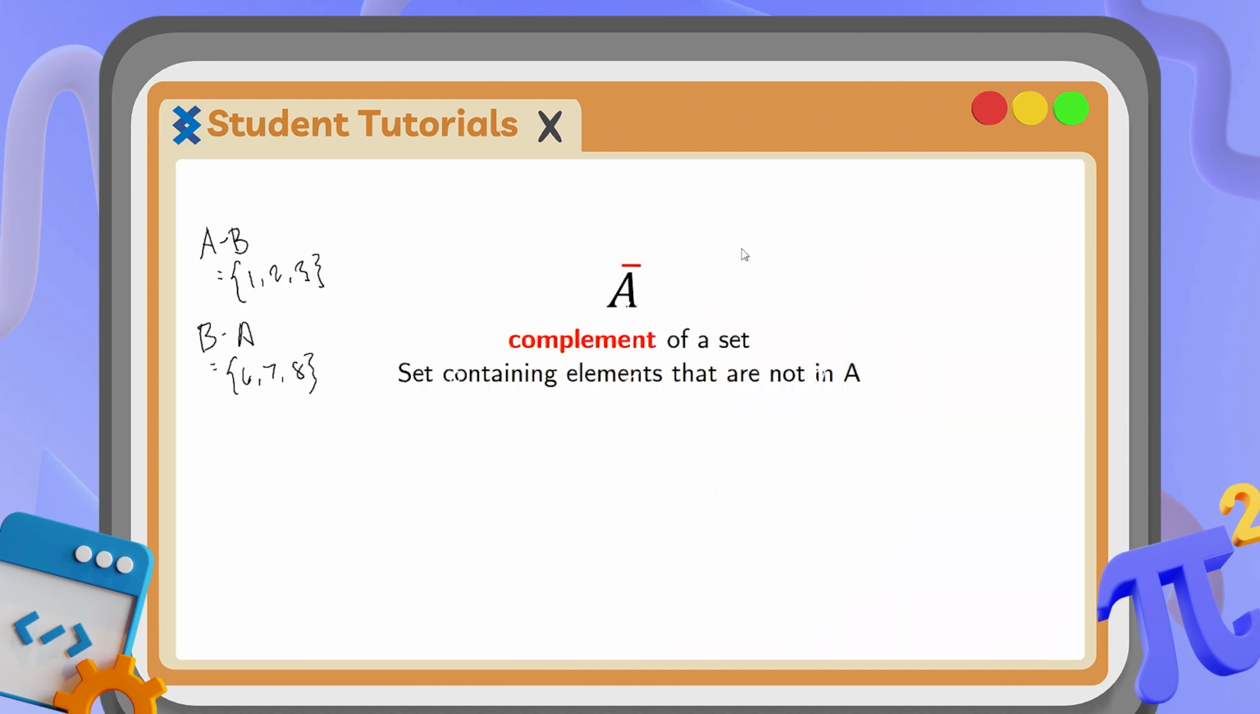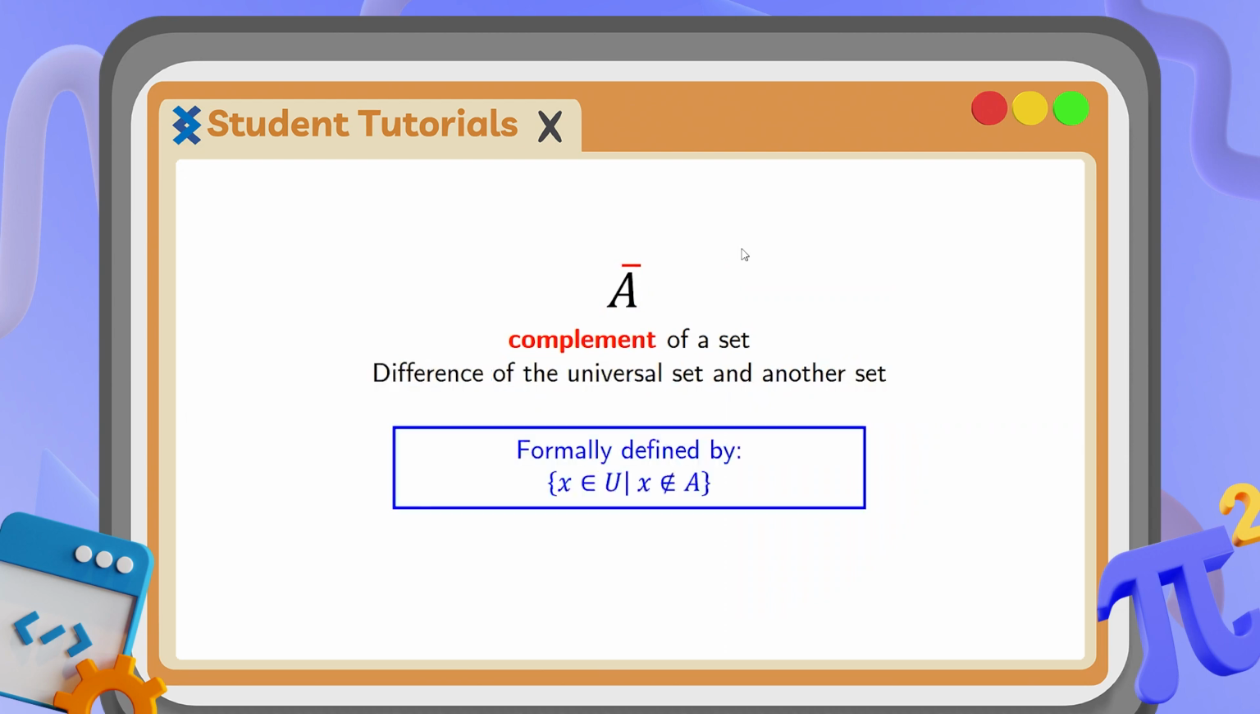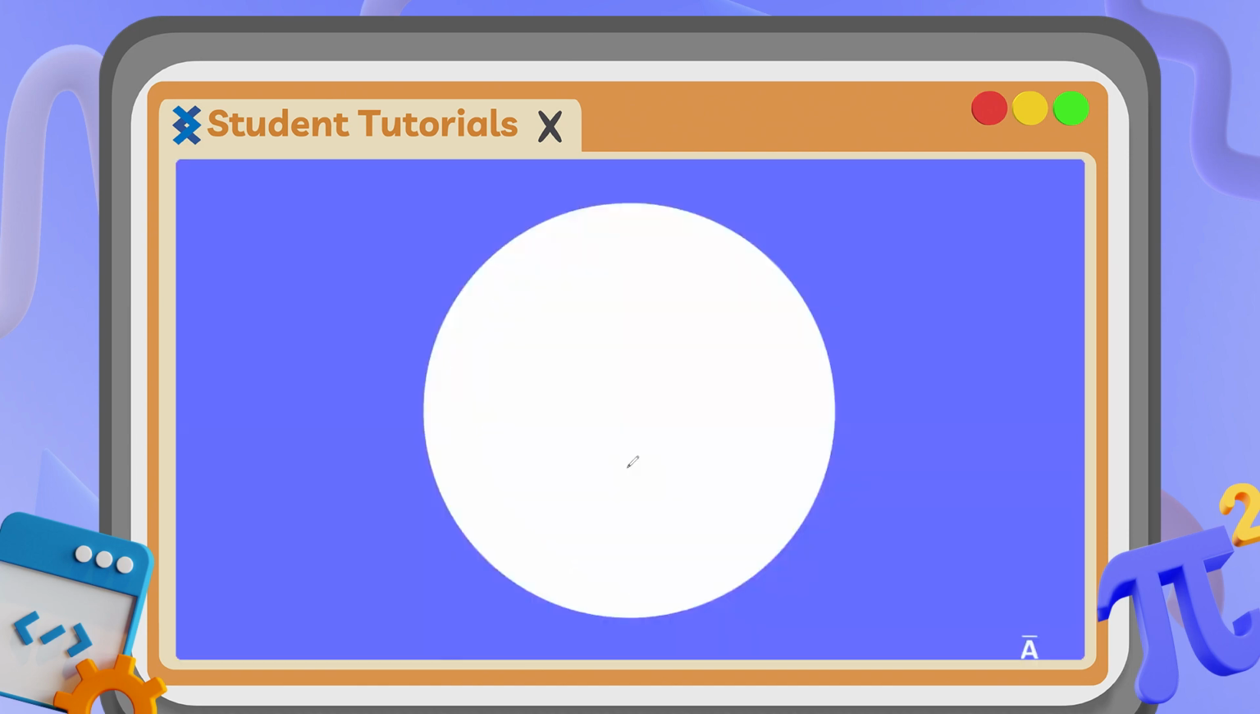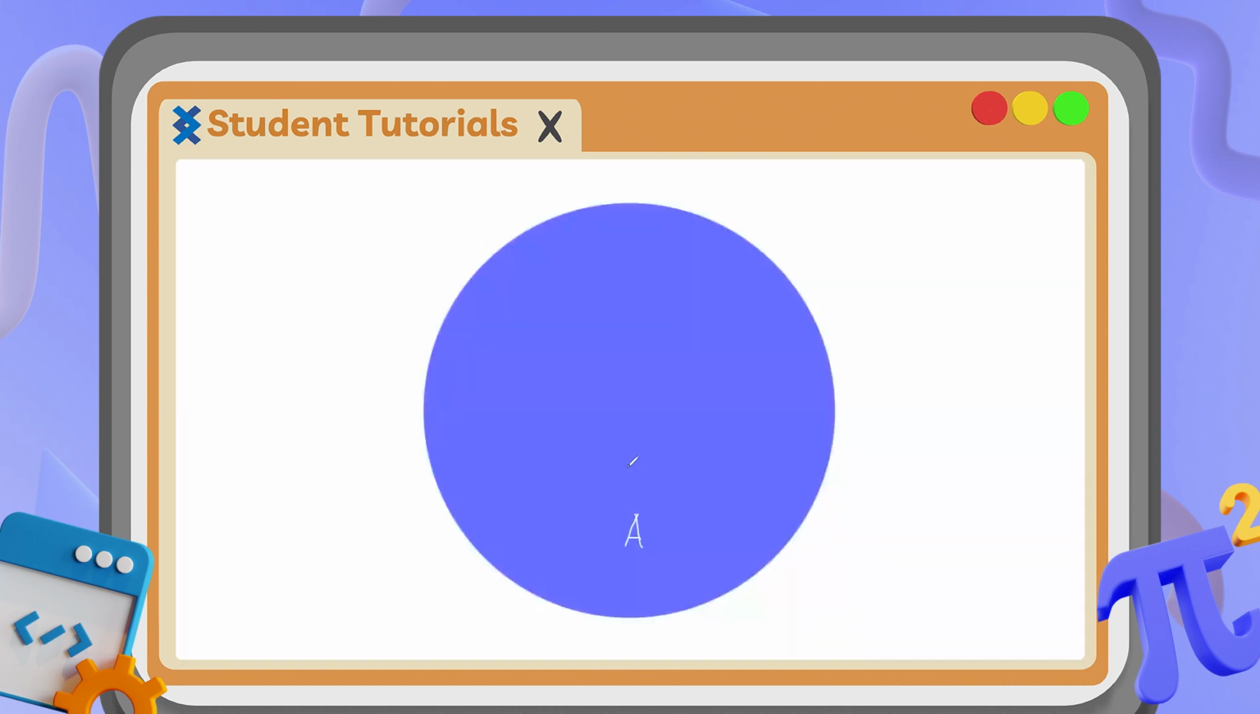So now we have to look for the complement of a set, which is the set containing elements that are not in A. So basically, it's also the difference of the universal set and another set, which is formally defined by X being part of the universal set, where X is not part of A itself. So if we say that this is set A, then the complement of the set would basically be any elements that are not in A but are part of the universal set.